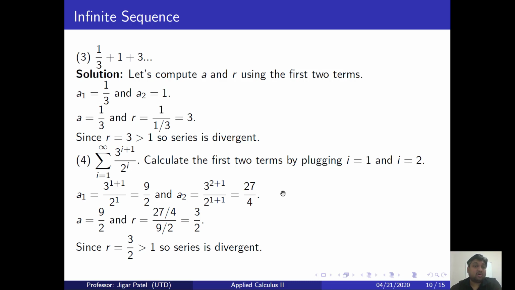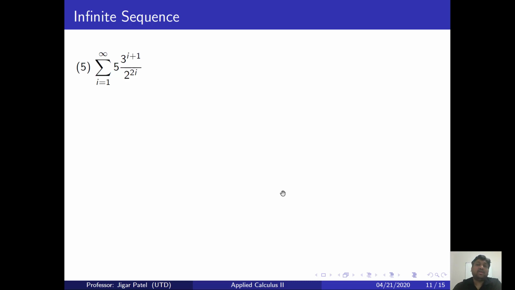Let's try one more in terms of sigma notation where the series turns out to be convergent. Okay, so I have i running from 1 to infinity, 5 times 3 to the i plus 1 over 2 to the 2i. Once again my goal remains the same. I need A and R.